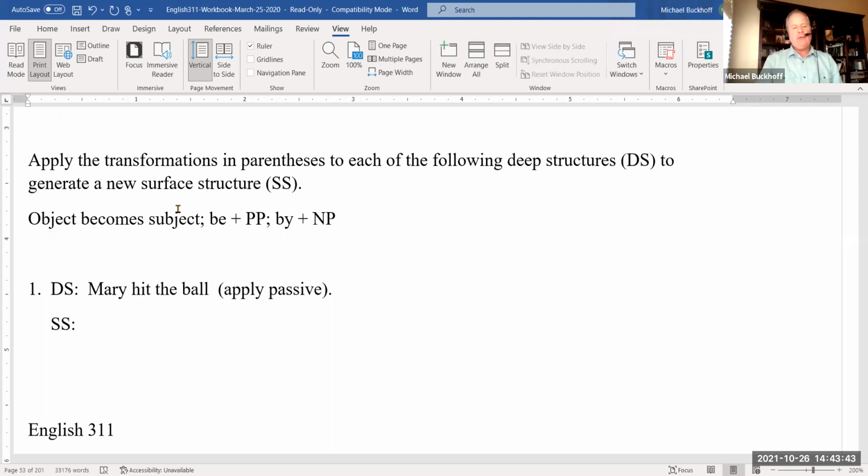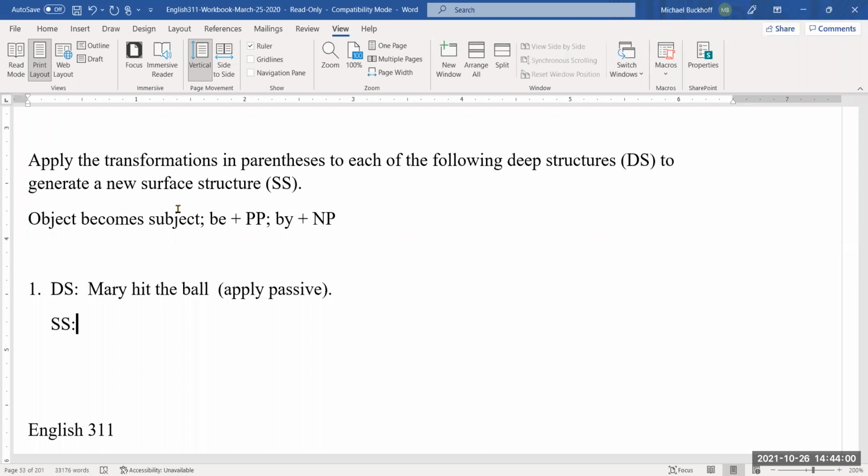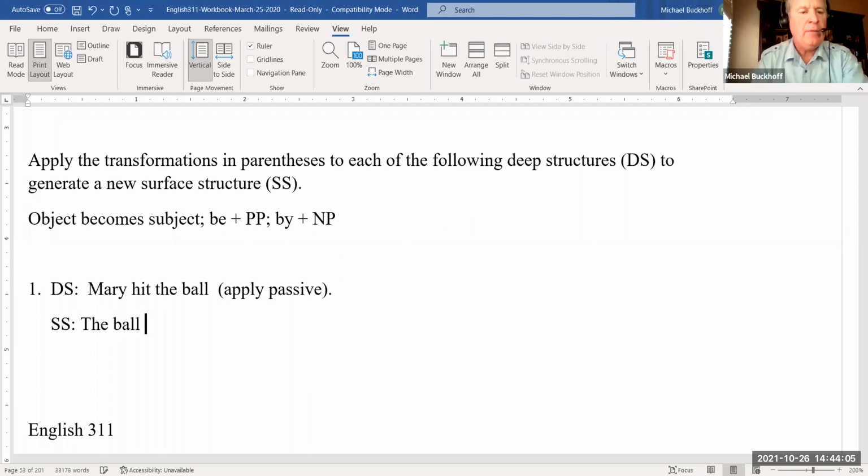So the deep structure is Mary hit the ball. We want to change this sentence into passive voice. So what do we do first? You put the ball at the beginning of the sentence. Good. So it would be the ball was hit by Mary.